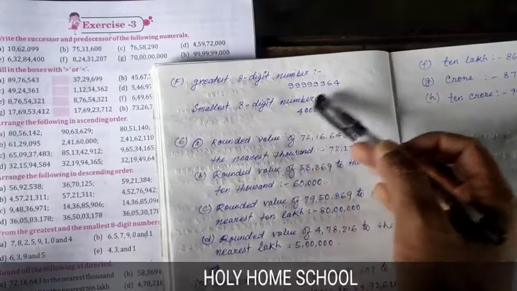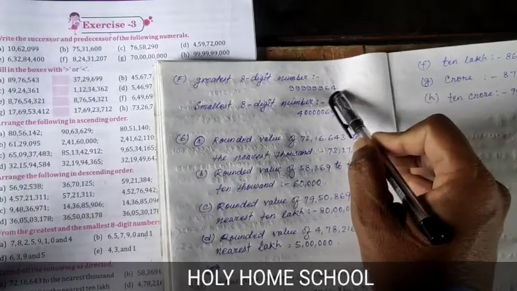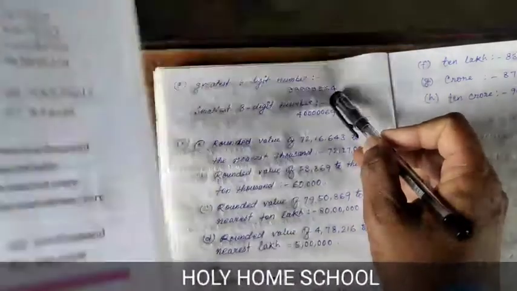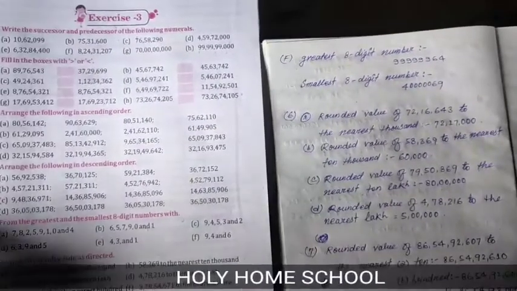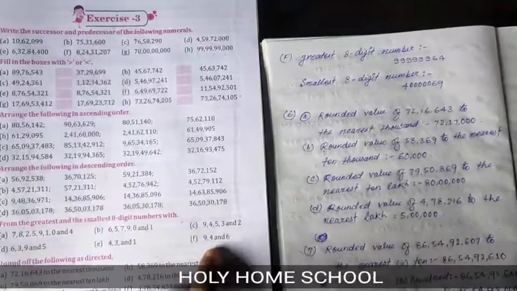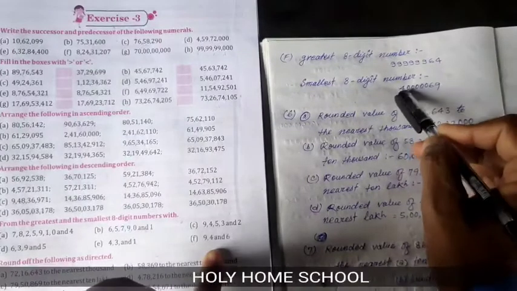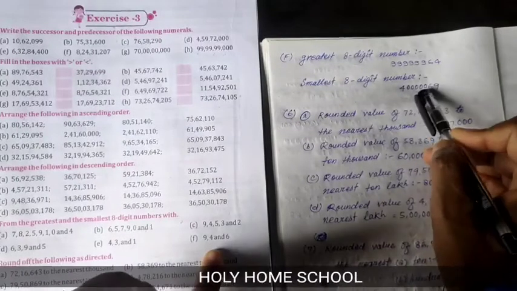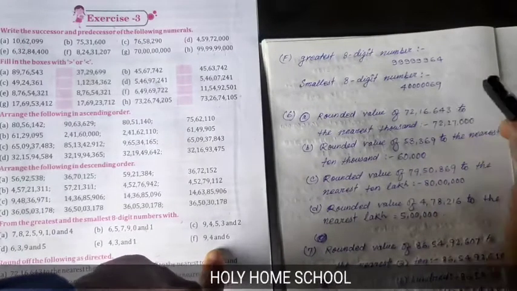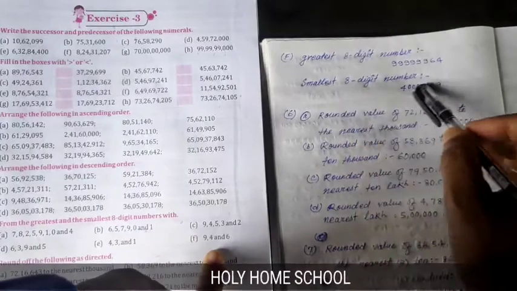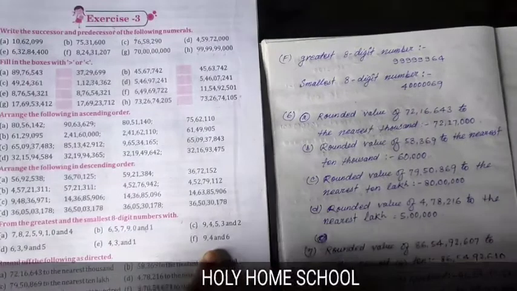A smallest 8-digit number. Which is the smallest number among 4, 6 and 9? Definitely that digit is 4. So write first 4 and thereafter put 0 and then put 6 and 9. This will be the smallest 8-digit number using 4, 6 and 9.